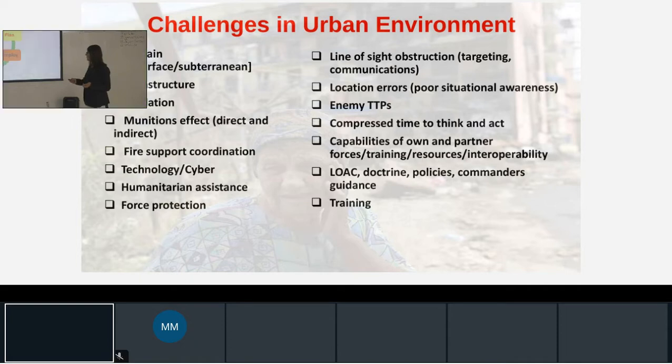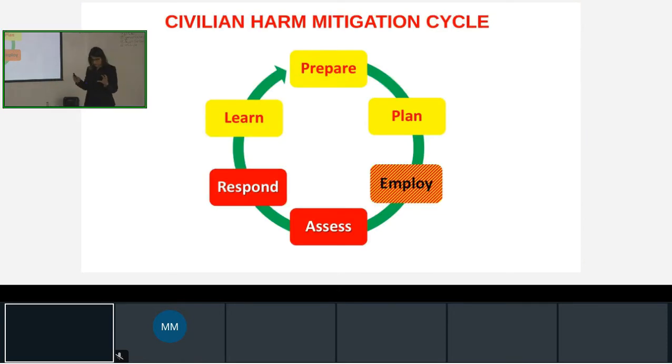And so at CIVIC, spending a lot of time with different militaries, and you guys like your little graphics and this and that, before, during, and after operations, we adapted this approach of, in the first phase, prepare and plan what you would do during the operations, like employ and assess, respond and learn, and I'll break it up a little bit. But I know this week we are focusing on the planning phase.